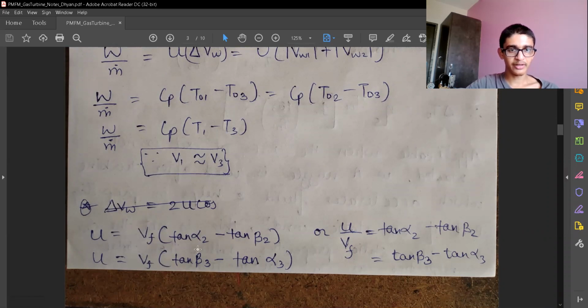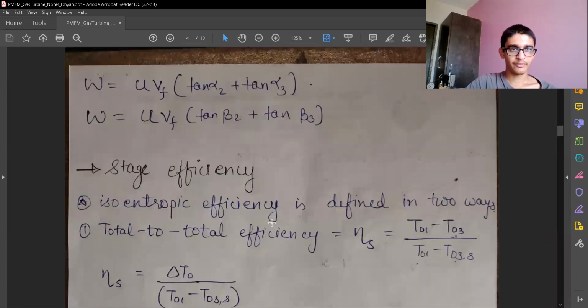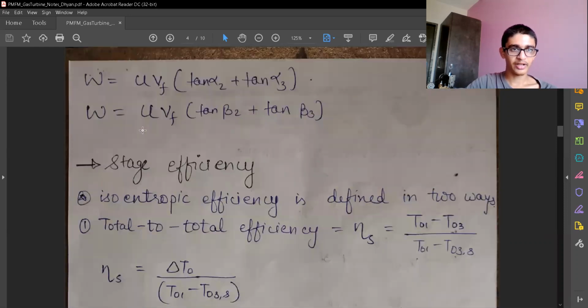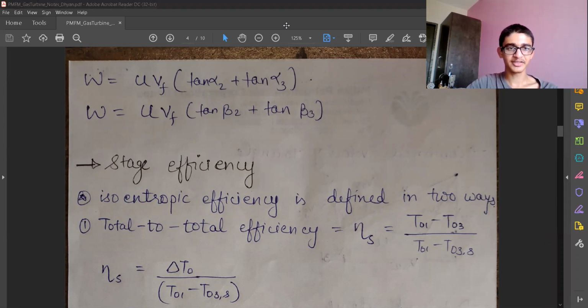And from the velocity triangle, we can write this. U is equal to VF into tan alpha 2 minus tan beta 2. And the same thing can be written with respect to tan beta 3 minus tan alpha 3. Or we use U by VF as a relation between the tans of alpha and beta. We can manipulate it and substitute it over here to get the W equation. These are coming from the velocity triangle itself. So W is U VF into tan alpha 2 plus tan alpha 3, or W is equal to U VF into tan beta 2 plus tan beta 3. So we'll stop over here. In the next video, we'll start with efficiencies related to the gas turbine.